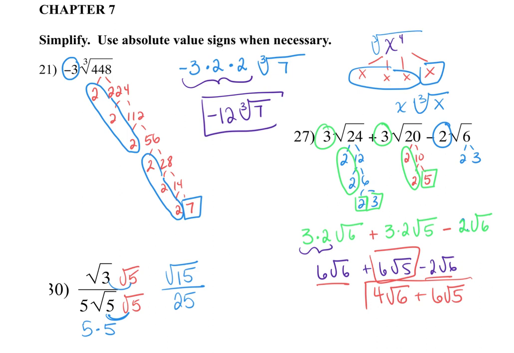You are going to be tempted to reduce this because you're going to look at 15 and 25 and say you can take something out. However, 15 is inside the radical, 25 is outside the radical. I cannot reduce those. That is my answer.